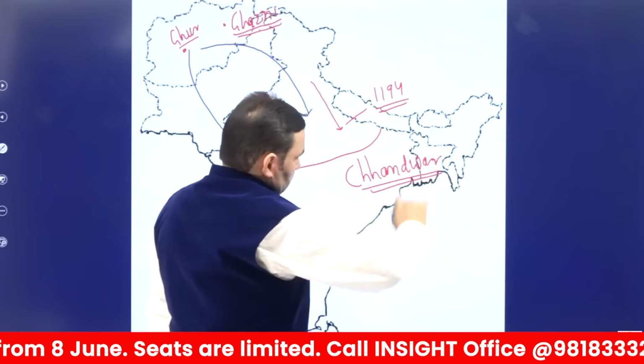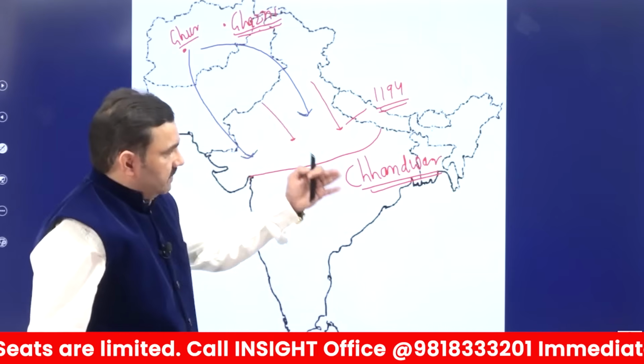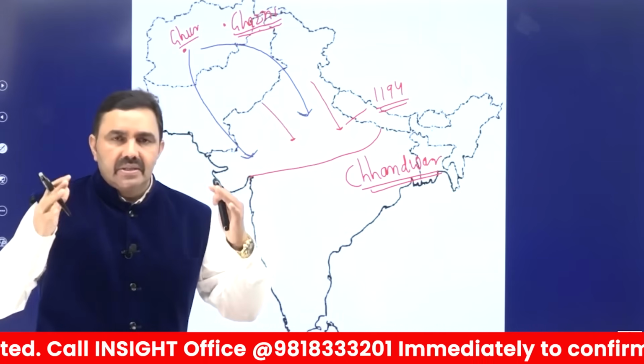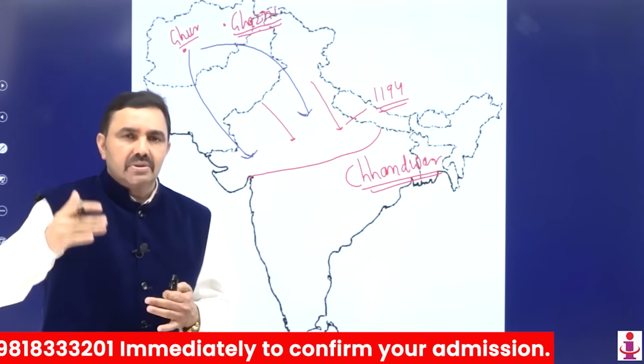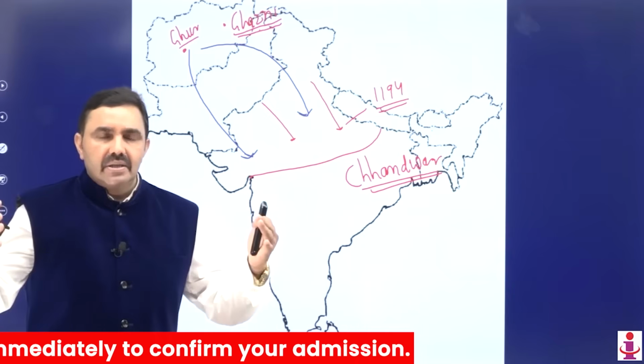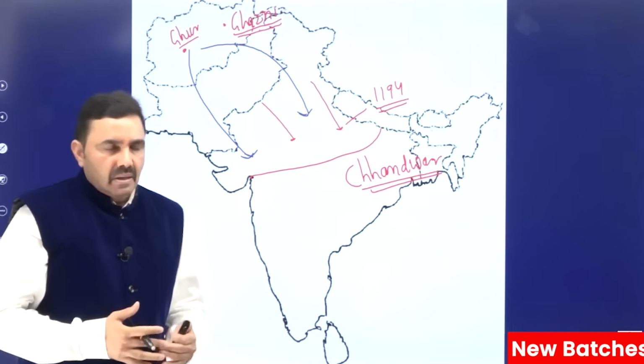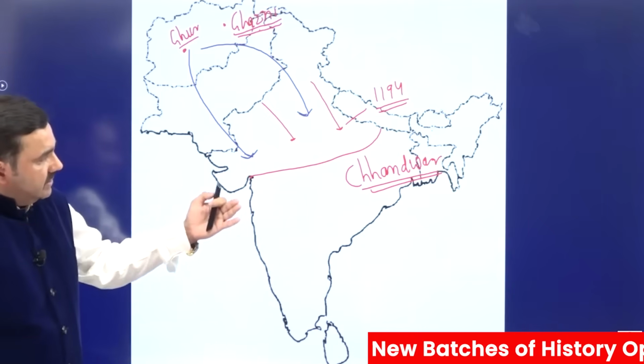And Bakhtiyar Khalji reached Bengal and Bihar. He captured Bengal and Bihar by defeating the Sena dynasty, Lakshman Sen of the Sena dynasty. He was not defeated, but Lakshman Sen ran away. Bakhtiyar Khalji found the throne empty. More details we'll see in the next class.